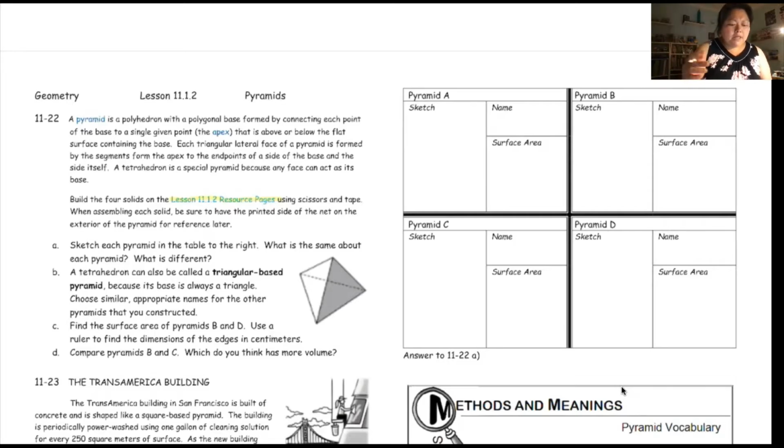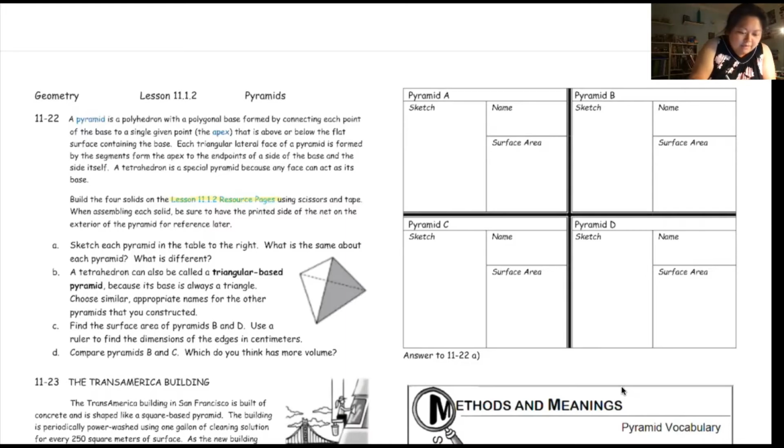So a pyramid is a polyhedron with a polygonal base. So polygon base formed by connecting each point of the base to a single point given, the apex. So that's up here. This is your apex, right? So every single pyramid you have has an apex, a tip right here. And this one, even though it's slanted, is up here, right here. Here's the apex, all right? So each triangular lateral face of a pyramid is formed by the segment formed from the apex to the endpoint of a side of the base and the side itself.